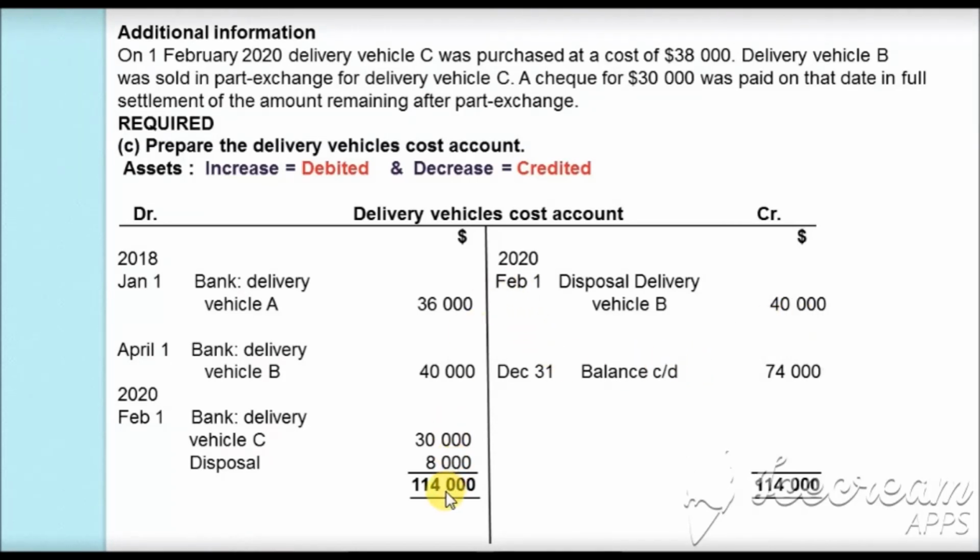which will be $114,000. From there we subtract this $40,000, we will be left with $74,000. This is the balance of delivery vehicles at cost which is still in our business. So that is $74,000, and then we add $74,000 as well as $40,000, we'll get the total as $114,000, and this will be the account for delivery vehicle at cost.